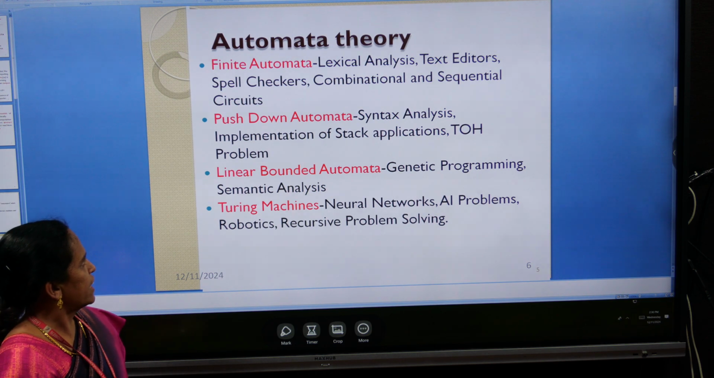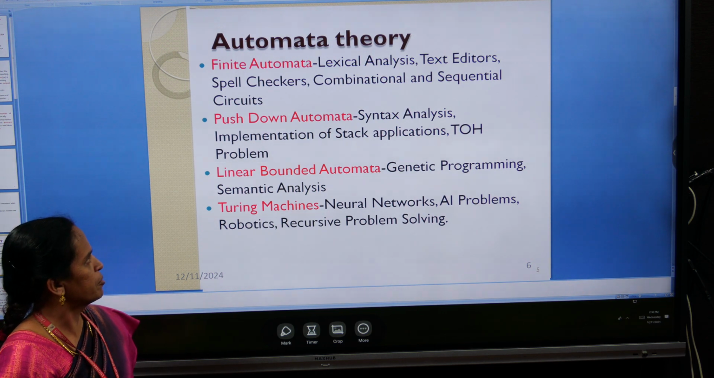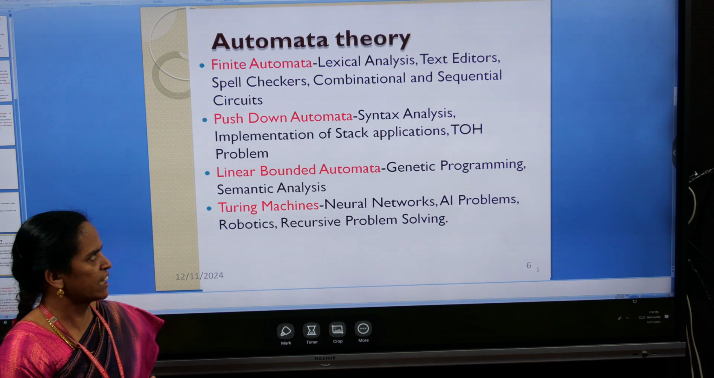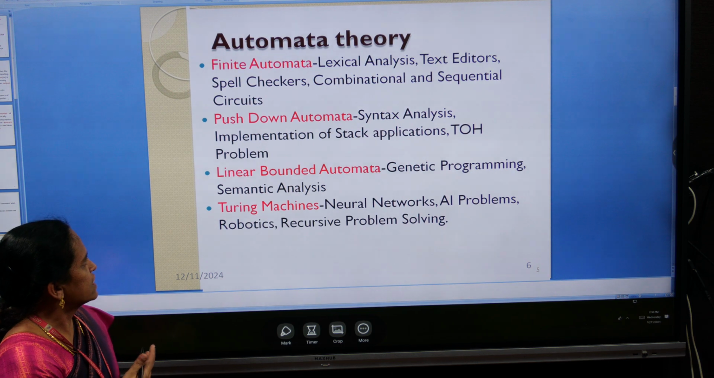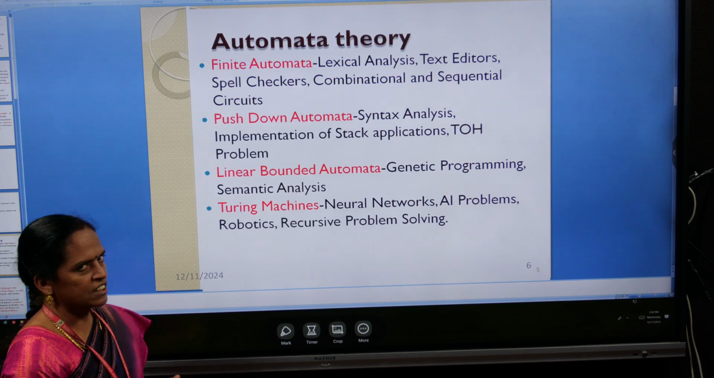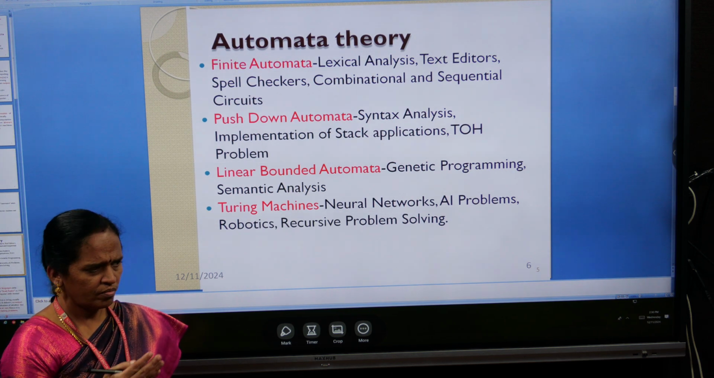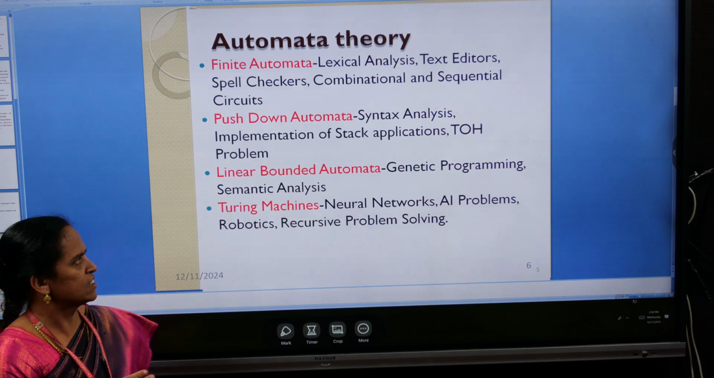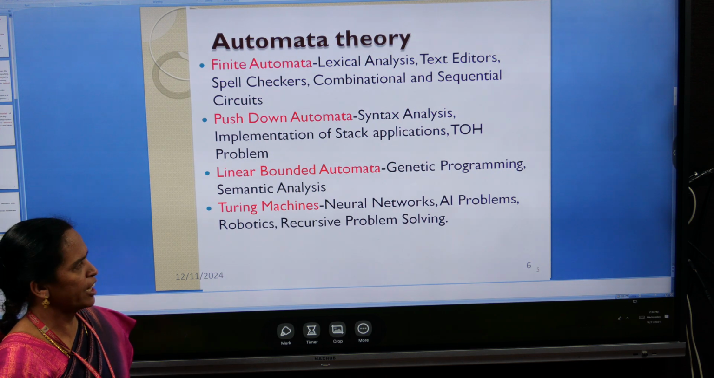Then another kind of abstract machine is push down automata. It is useful in the design of syntax analysis, which is the second phase of a compiler. Next, implementation of stack applications, like identifying or checking equivalence of parentheses. Next, the Tower of Hanoi problem.